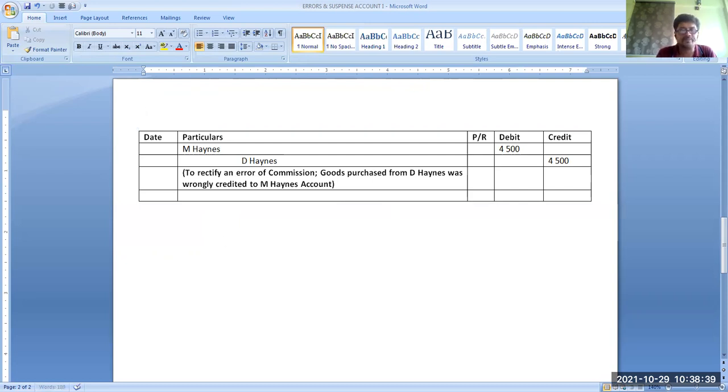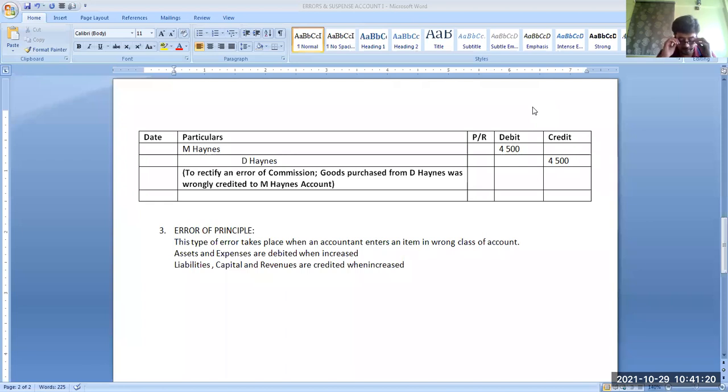Okay. Now, number three is error of principle. This is called error of principle, error number three. This type of error takes place when an accountant enters an item in the wrong class of account. Assets and expenses are debited when increased. Liabilities, capital, and revenues are credited when increased. So in this type of situation, if you debit an asset instead of an expense, or you credit a liability instead of capital, or instead of liability you credit revenue, this is called error of principle.